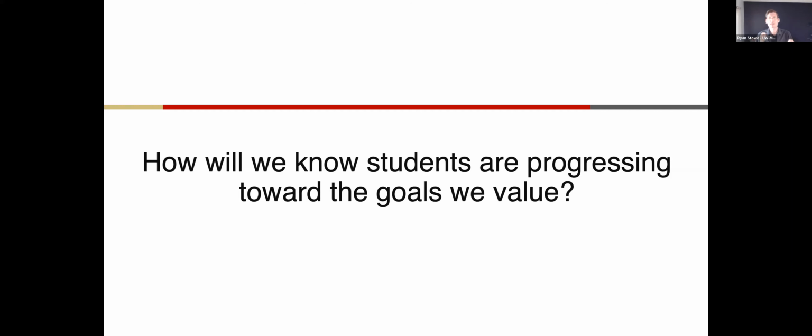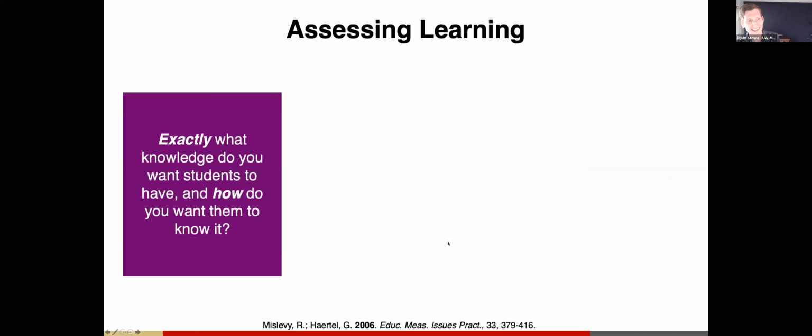This too is a massively complex question, and I'm going to drill down into a couple parts of it before we begin our thought experiment. We first need to think about what the goals we value are. If we want to write something that has the potential of eliciting evidence that students can engage in the performances we care about, we need to define what those are.